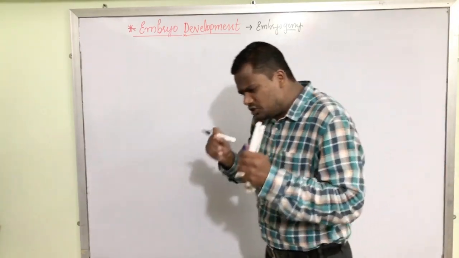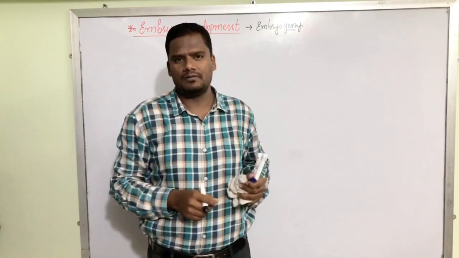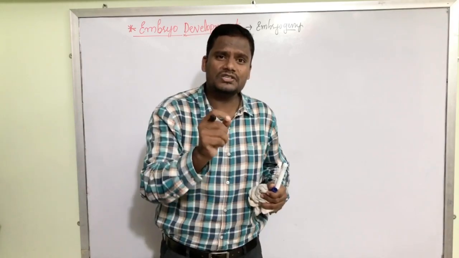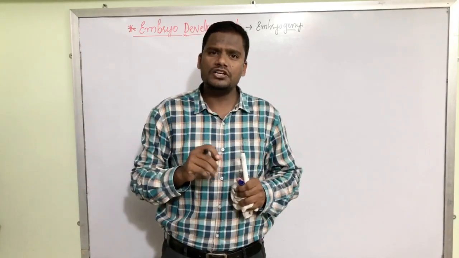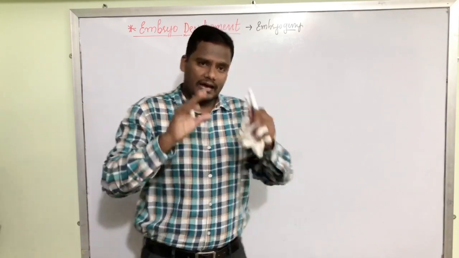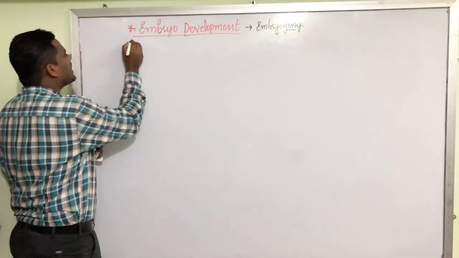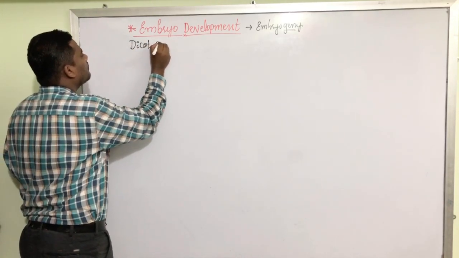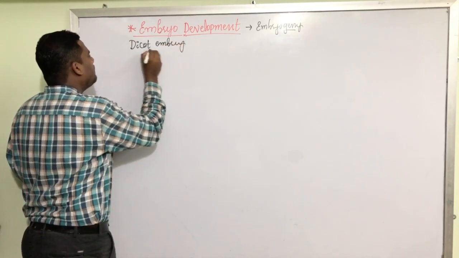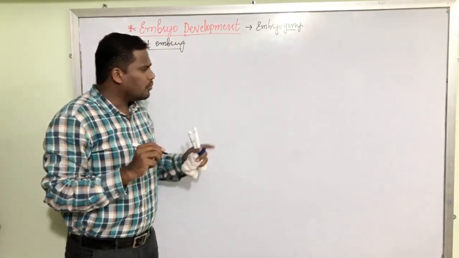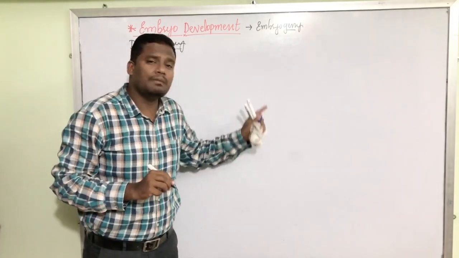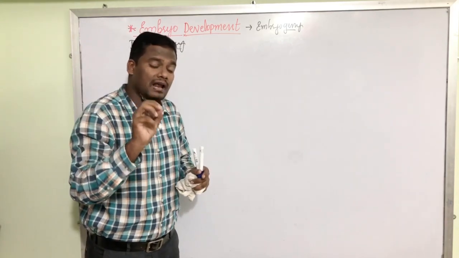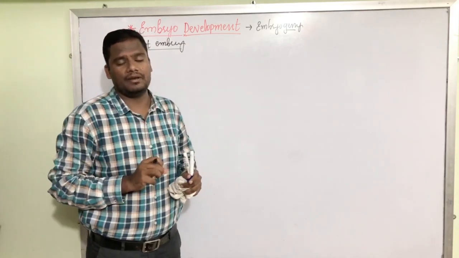As we know, in angiosperms there are two types of seeds. One is the dicot seed and the other is the monocot seed. In dicot seeds, the dicot embryo develops. In monocot seeds, the monocot embryo develops. In this video, we are going to understand the development of the dicot embryo. And by the end of this video, we'll try to understand the matured structure of the dicot embryo with the help of a neat labeled diagram that is very important for board examination, my dear friends.